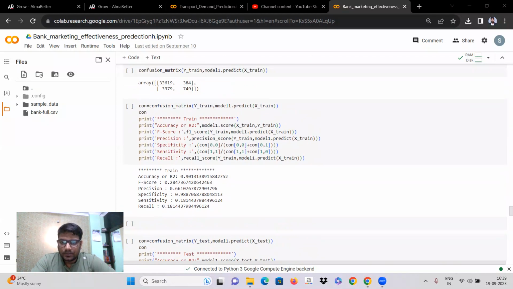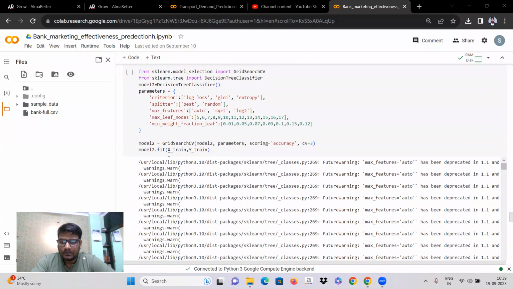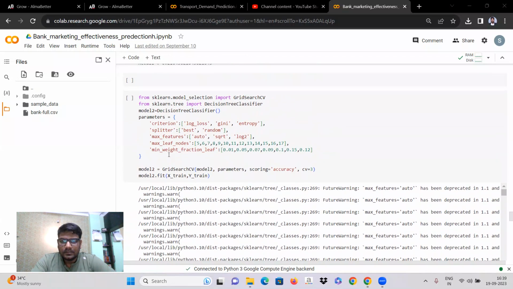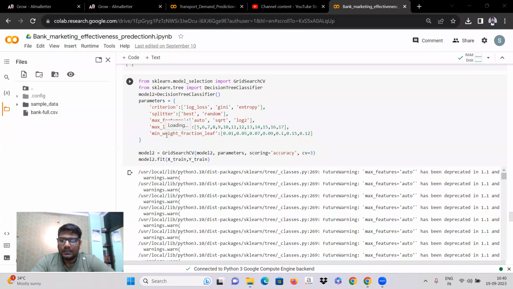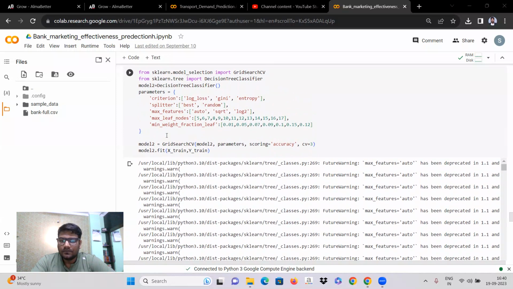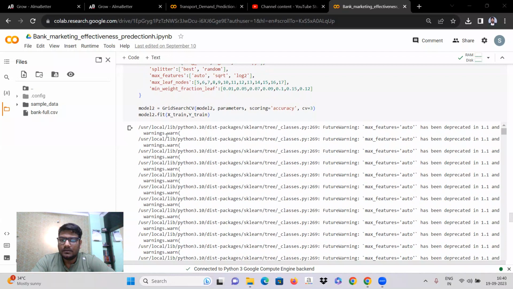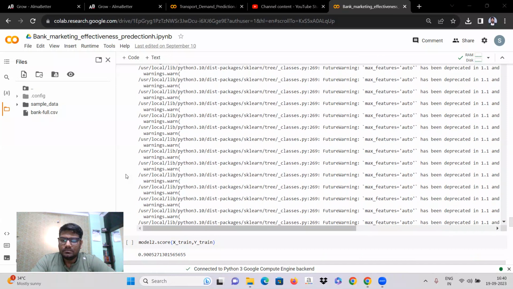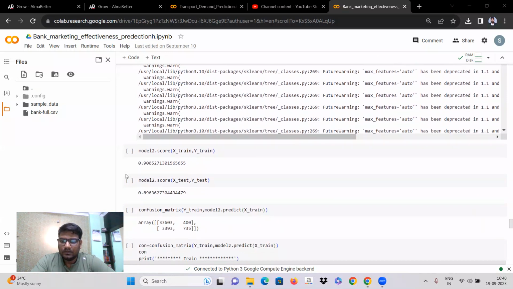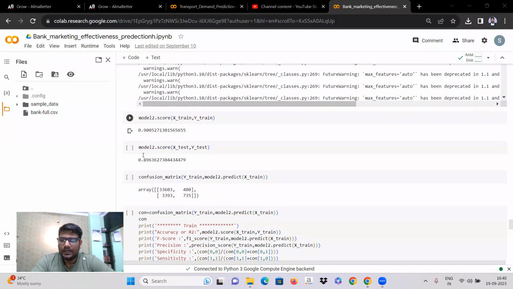The next model that I'll be trying here is the decision tree classifier. I have done extensive hyperparameter tuning. If I try to run it, it will run for a long time, so I will not be running it here. I know the best parameters that I have searched for this model. So again, we got an accuracy of 90% on test data and 89% on train.